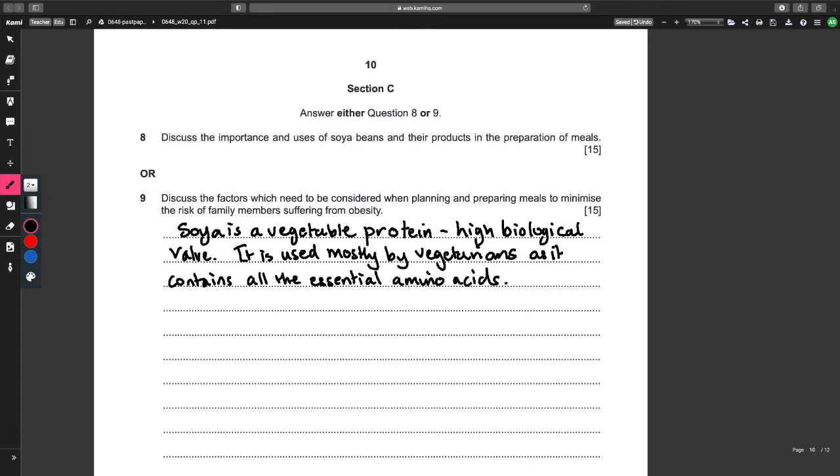Okay, so it's used mostly by vegetarians as it contains all the essential amino acids. It's also low in fat, and so it doesn't add to coronary heart disease at all. Okay. It's also low in calories, so it's good for weight loss.